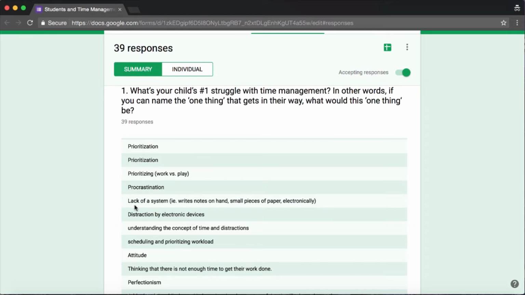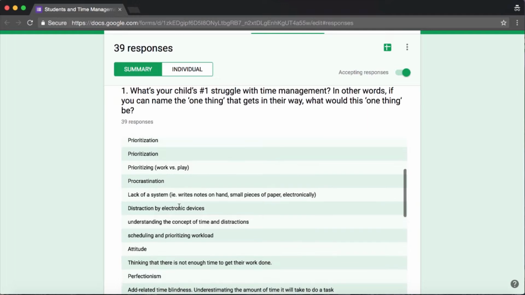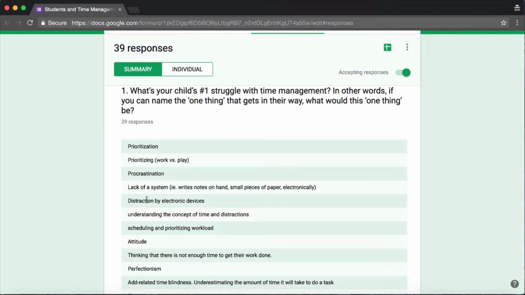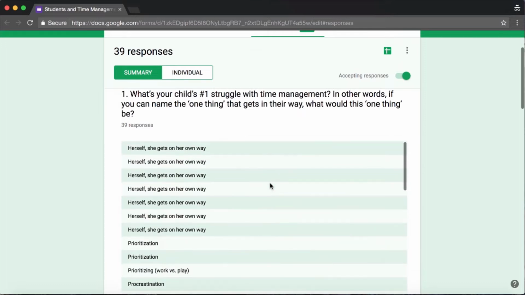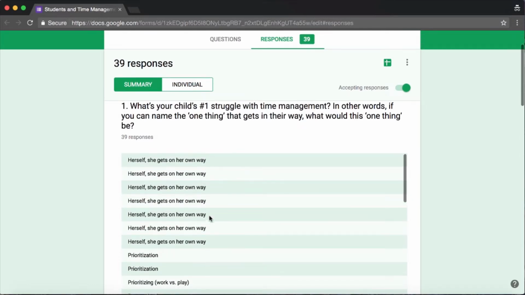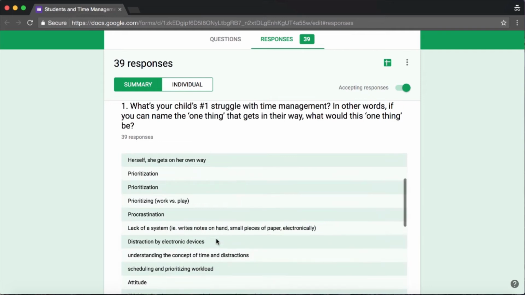Prioritizing, same thing, right? Procrastination, that's a whole other word there. And I would go ahead and, basically, distractions, that's used 2 times. So each line, if you guys haven't used this before, other than this person who somehow managed to get 7 or 8 responses in there, each line represents a new person's entry. Okay, so I'm doing a summary here. I can see individual answers. This is a summary.